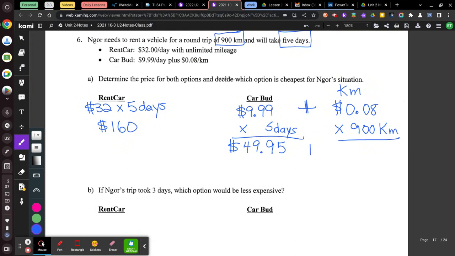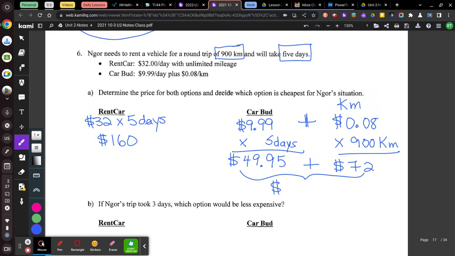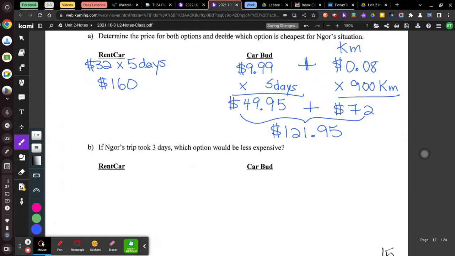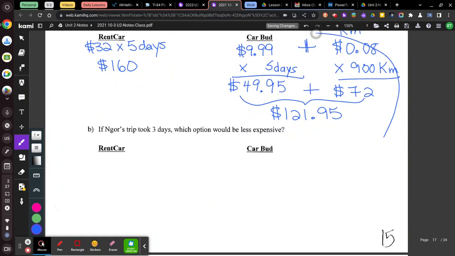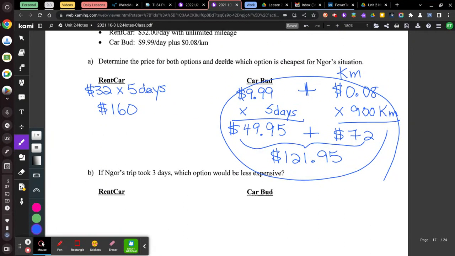So we need to add these 2 together. So that's going to be $72. So we're going to add those, and we're going to get $121.95. So in this case, CarBud is cheaper. Okay, so CarBud is cheaper if we only go for 5 days.